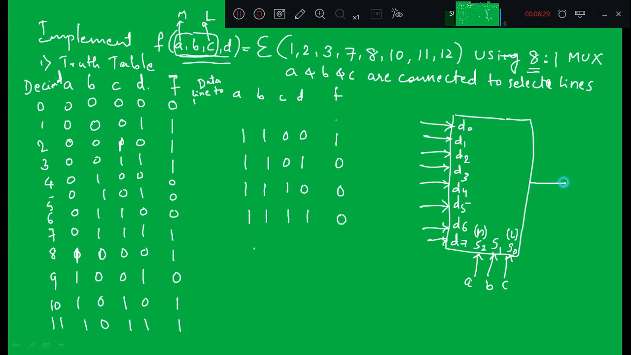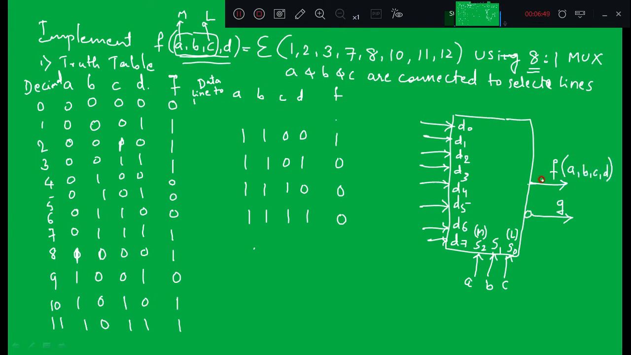It has two outputs. One is the true form and the second one is the complemented form. I am going to take the true form output, that is F, right? So my output is going to appear on this output line.